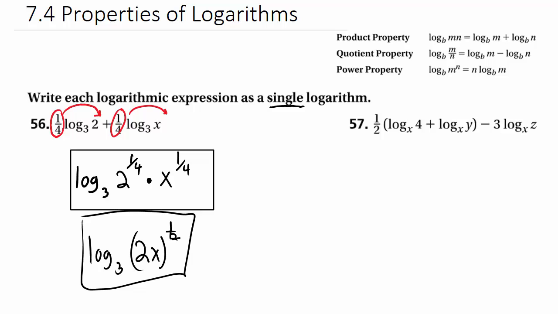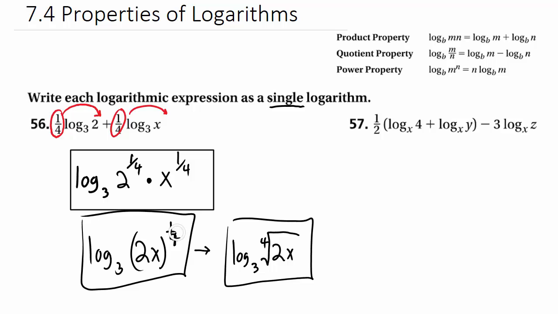Oops, I wrote 1/2 by accident. 1/4 power. If you wanted to write it even slightly differently, you could write log base 3 of 2x. And well, what is a 1/4 power? That's a 4th root. So technically, you could write it this way too. Either way, I'm writing that as a single logarithm, a single logarithmic expression, while writing log only once.